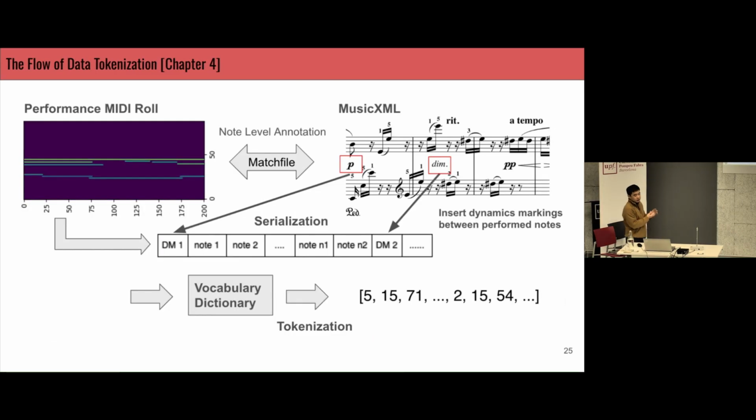This is how I created the sequence from the combination of performance MIDI raw and MusicXML. By using the match file, as I mentioned, we can find the positioning of dynamics markings and notes. So I created one sequence of the combined information of performance MIDI raw and MusicXML. Here, of course, we can take MIDI velocity information. And I created a vocabulary dictionary to translate the serialized data into a machine-readable format.